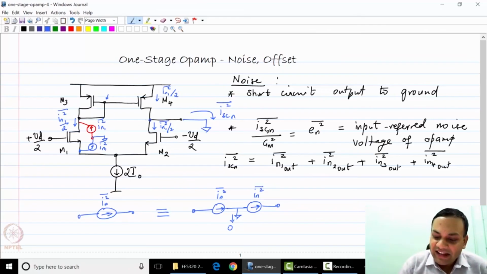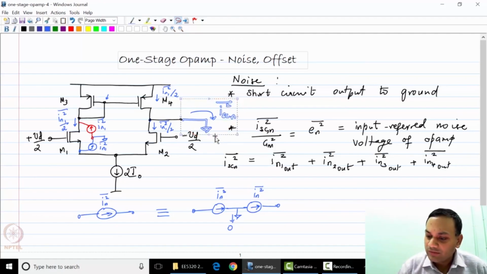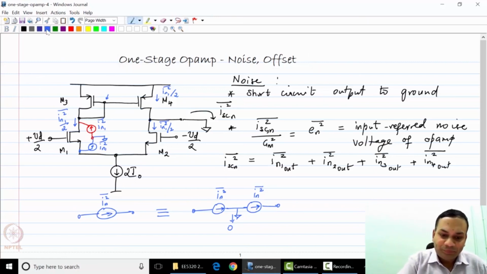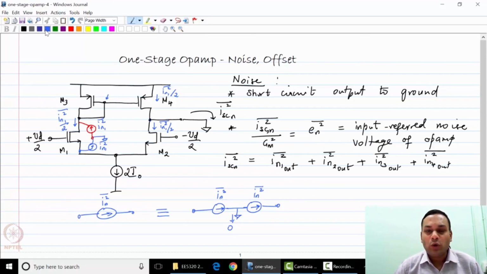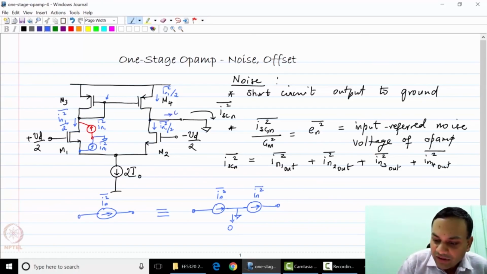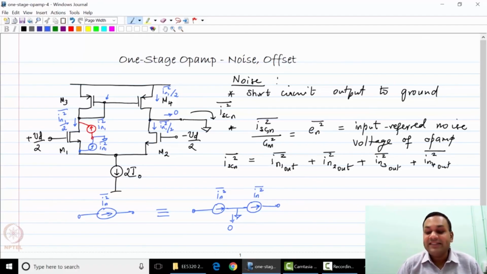And if you apply KCL at this node, so now let me change this color to black so that there is no confusion. As you can see, if you apply KCL at this node for this blue colored current, the noise current flowing through this side is 0, because M4 is pushing IN1 squared over 2 and M2 is absorbing IN1 squared over 2, so there is no noise current flowing due to the blue current source.